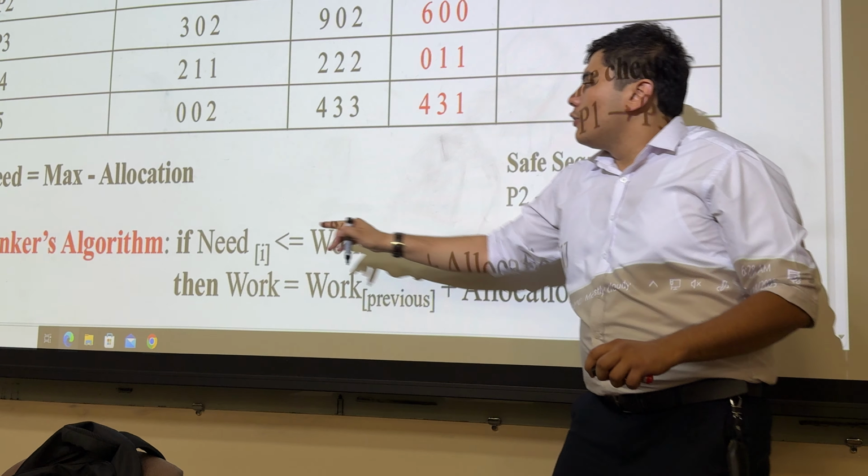To update the balance, you take your current balance, 3, 3, 2, and you add the allocation of the second process. How much is the process holding? 2, 0, 0. So right now our current balance is going to be 5, 3, 2. Did you get the idea?